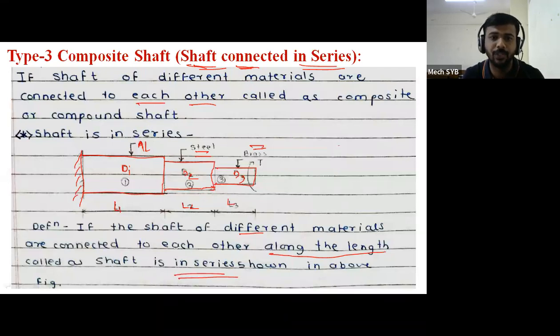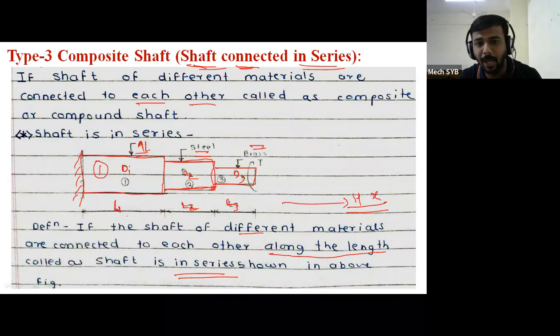series. So if you see the shaft number 1, which is made of aluminum material having length L1, right in front of it is the steel shaft. It is connected in series because this is the length L1, this is the length L2, this is the length L3, and length is present in the horizontal direction or it is present in X direction. Therefore aluminum shaft, steel shaft and the brass shafts are connected along the length.